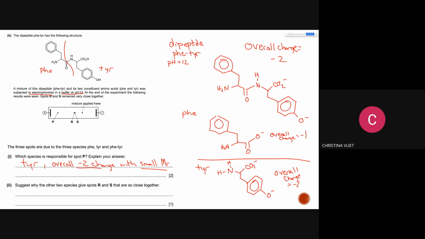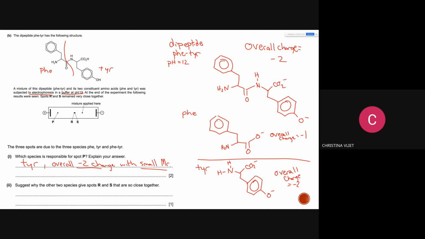Suggest why the other 2 species give spots R and S that are so close together. That's for 1 mark. Which means why are these 2 almost at the same spot? What's the reasoning? Francesca? Well, I don't know which one is which, but you could just call them feeder and feed, right?